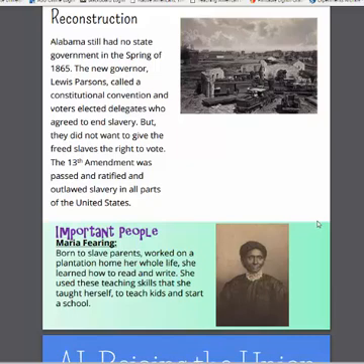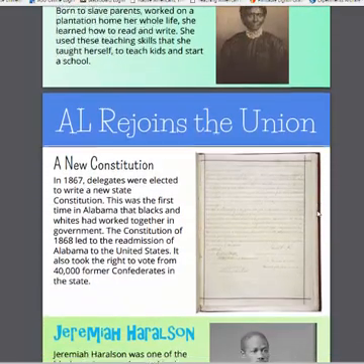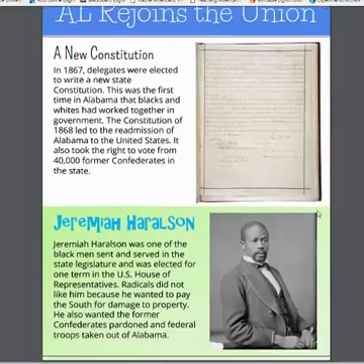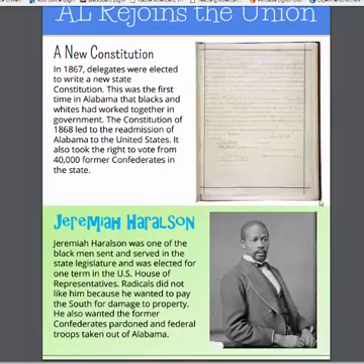And Maria Fearing was born to slave parents, but she used her teaching skills to help out throughout Alabama. She became very famous and became a missionary. And then finally, Alabama rejoined the Union. They had a new constitution, and they allowed blacks and whites to work together, and it allowed Alabama to become part of the United States again.